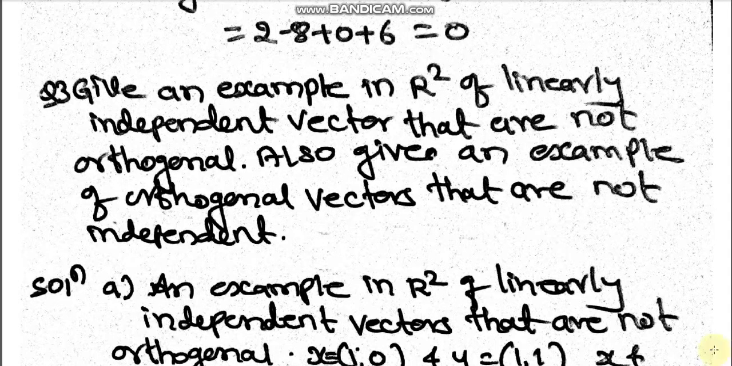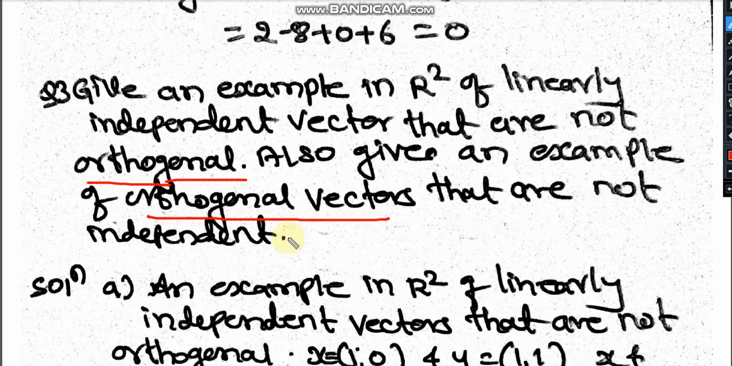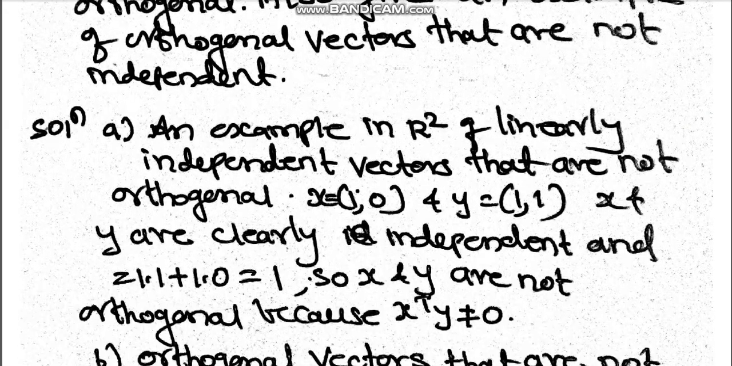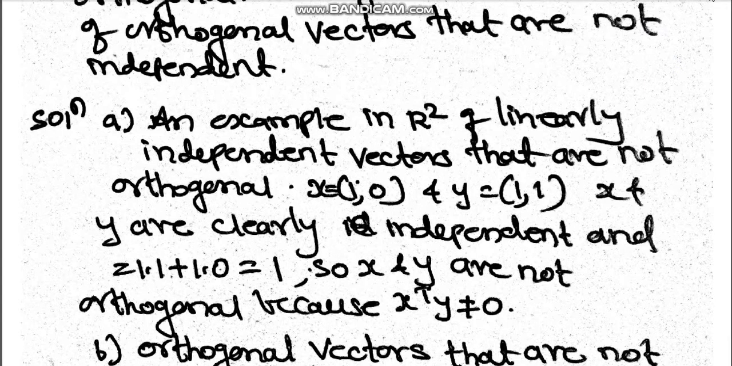Give an example in R square of linearly independent vectors that are not orthogonal. We have to give an example such that they are linearly independent vectors. The vectors should be linearly independent, and also they are not orthogonal. Also give an example of orthogonal vectors that are not independent. So independent vectors should not be orthogonal, and the orthogonal vectors should not be independent. That's why you have to write and give an example. So here I have given one example. You can try for the other combinations if you can.